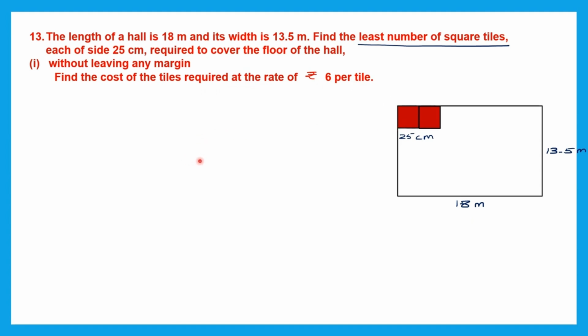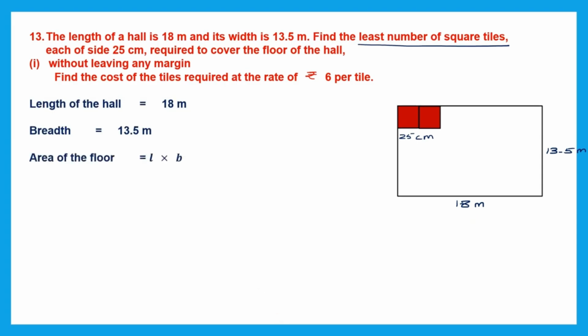Okay, so here first thing we need to do is we have to find the area of this rectangular floor. Then we have to find the area of each square tile. So let's begin by saying length of the hall is 18 meters given to us. Breadth is given 13.5 meters. Now area is length into breadth, and length is 18 meters into breadth is 13.5 meters, and that is equal to 243.0 meters square. So we can just leave out that 0.0 and write 243 meters square. So what did we find? We found the area of the floor of this rectangular hall.